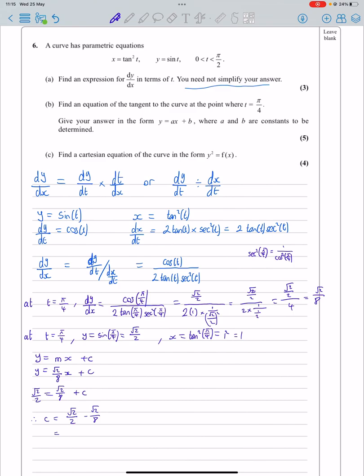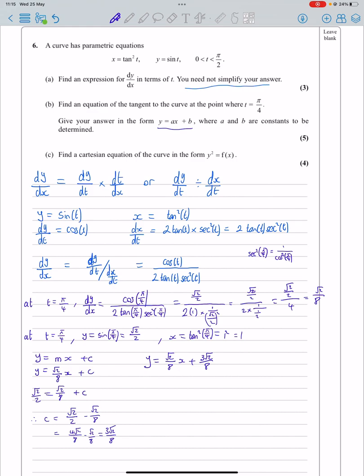That becomes times the first one by 4. So 4 root 2 over 8 minus root 2 over 8, which is 3 root 2 over 8. So the final equation is y equals m, so root 2 over 8, x plus c, which is 3 root 2 over 8.